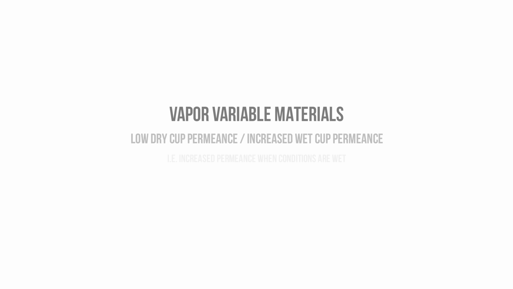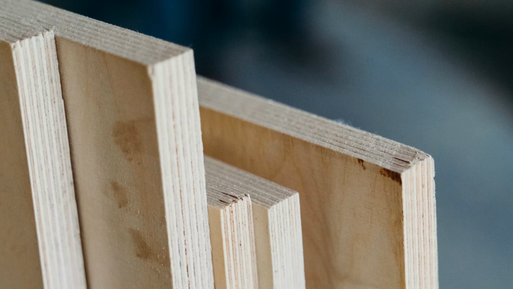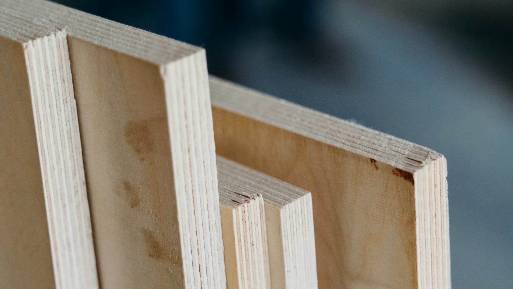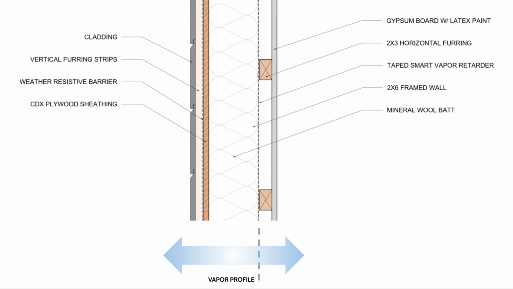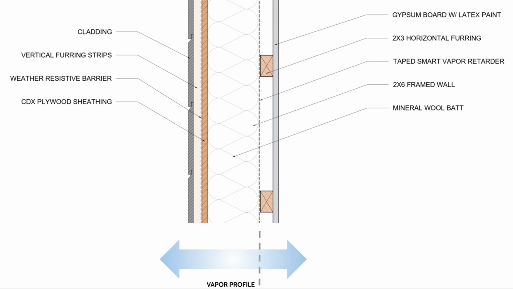And then we have vapor variable materials, which tend to have a lower dry cup permeance, but have a higher wet cup vapor permeance. And these are materials like smart vapor retarders, kraft paper, traditional roofing felts, and plywood. And these allow for a lot more flexibility in the design of the assembly, because we can slow the flow of moisture into the assembly or out of the assembly, and that can be beneficial to prevent things like condensation.